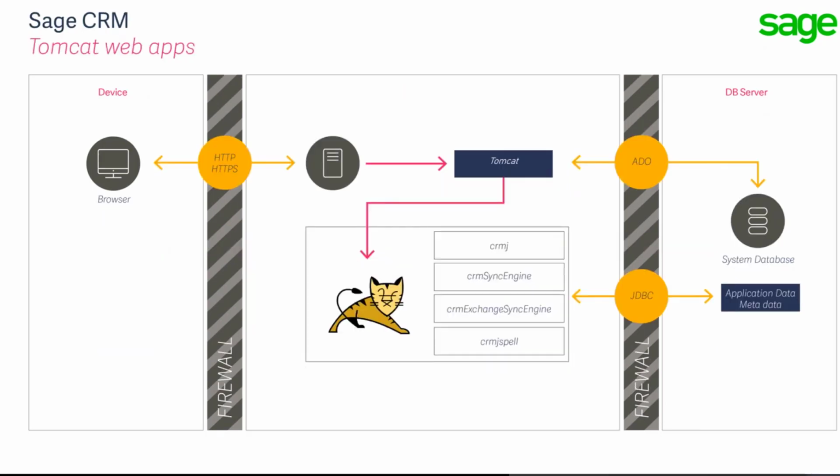The Tomcat structure allows features to be added to Sage CRM through additional Tomcat web apps. So you've got things like the Exchange integration, MailChimp integration, and certain accounting integrations that are examples of features provided by using or extending these web apps.